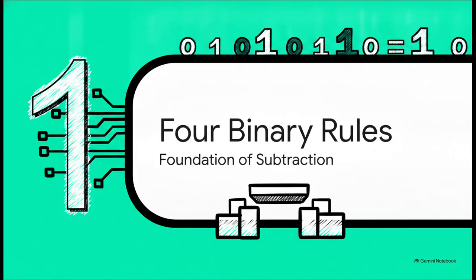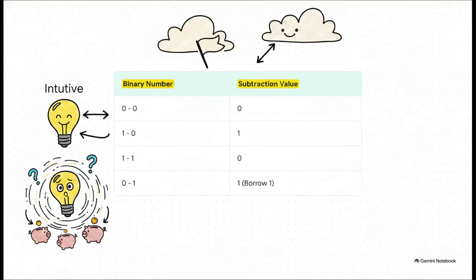All right, let's kick things off with Section 1, the 4 binary rules. Okay, here's our rule book. We have 4 primary rules for binary subtraction. 0 minus 0 is 0. 1 minus 0 is 1. 1 minus 1 is 0.